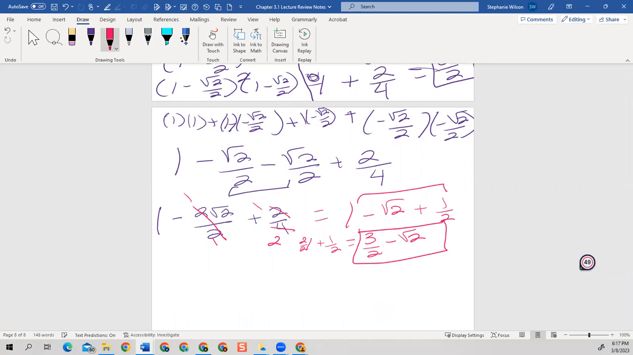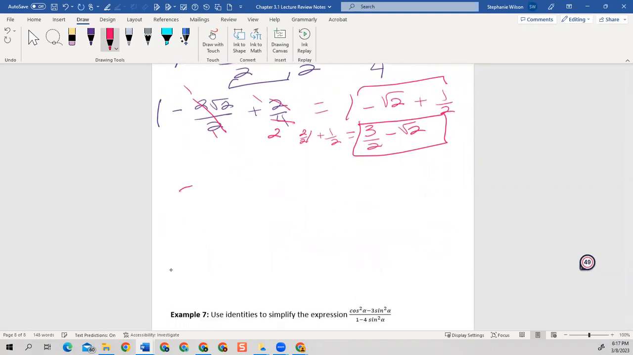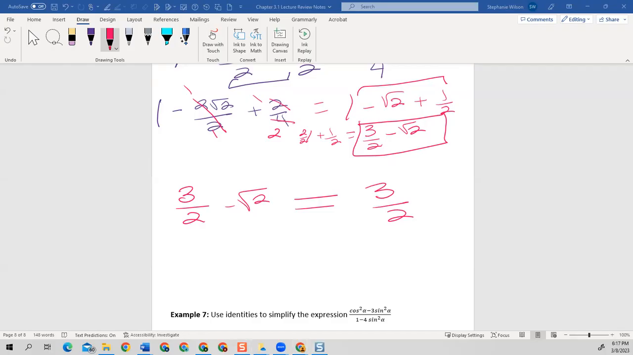So now what do I have? On this one side, I have 3 halves minus square root 2. And on this other side, I have 3 halves. And we're going to have to, let's see, pick. So let me show you right quick. You're going to have to pick the best option. So y'all got this written down. I'm going to take a picture and show you, and then y'all tell me which one would be the best option.